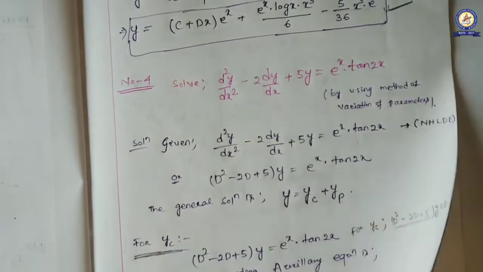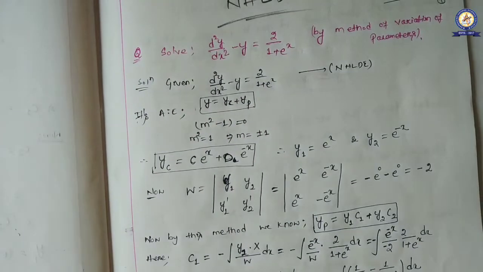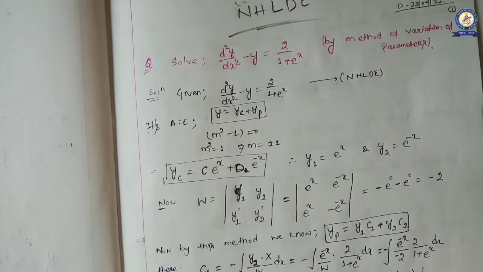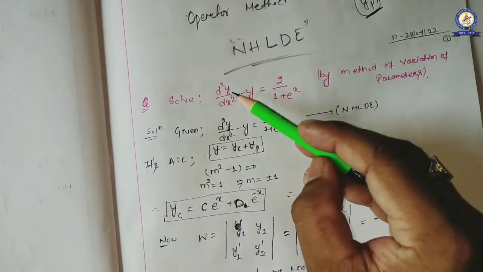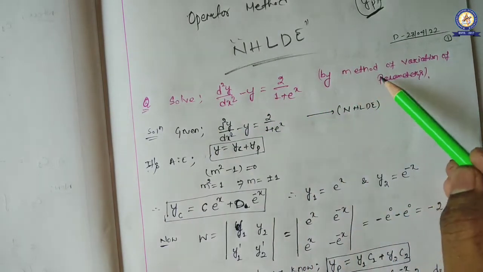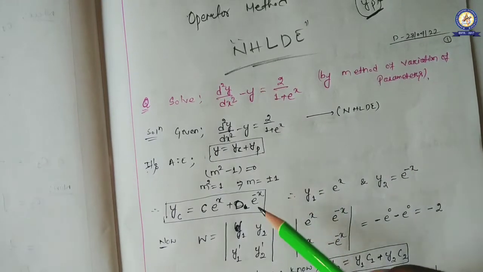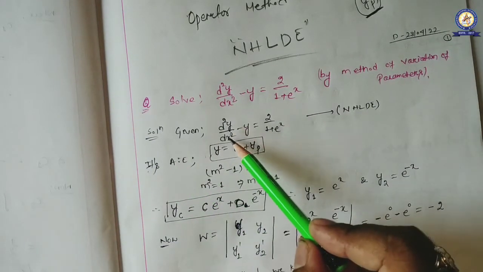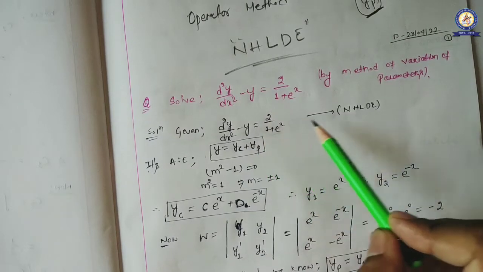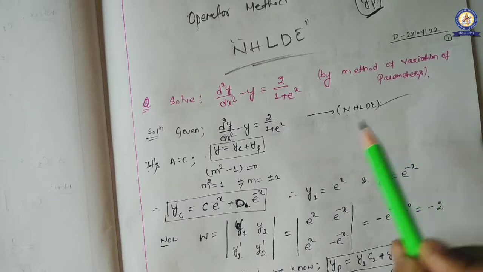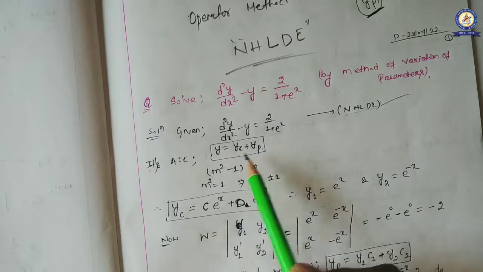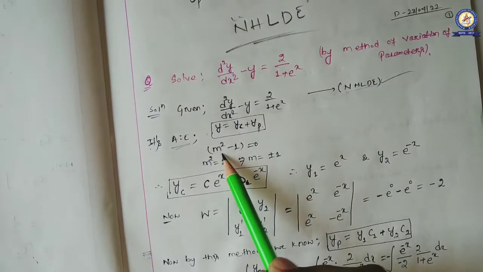Okay. Now we are going to go for the next question. Solve d square y by dx square minus y equal to 2 by 1 plus e to the x by the method of variation of parameters. This is one of the important questions. Here, given d square y by dx square minus y equal to 2 by 1 plus e to the x. As this is a function of x, this is a non-homogeneous linear differential equation. So the solution is yc plus yp, and the auxiliary equation is m square minus 1 equal to 0.